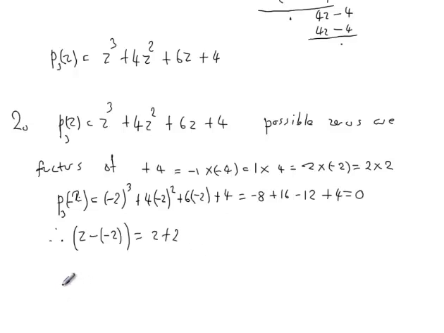Then we can now say P2 of Z is equal to P3 of Z divided by Z plus 2. One message which is being sent out here implicitly is that whenever you are factorizing, there's no way you can run away from division.